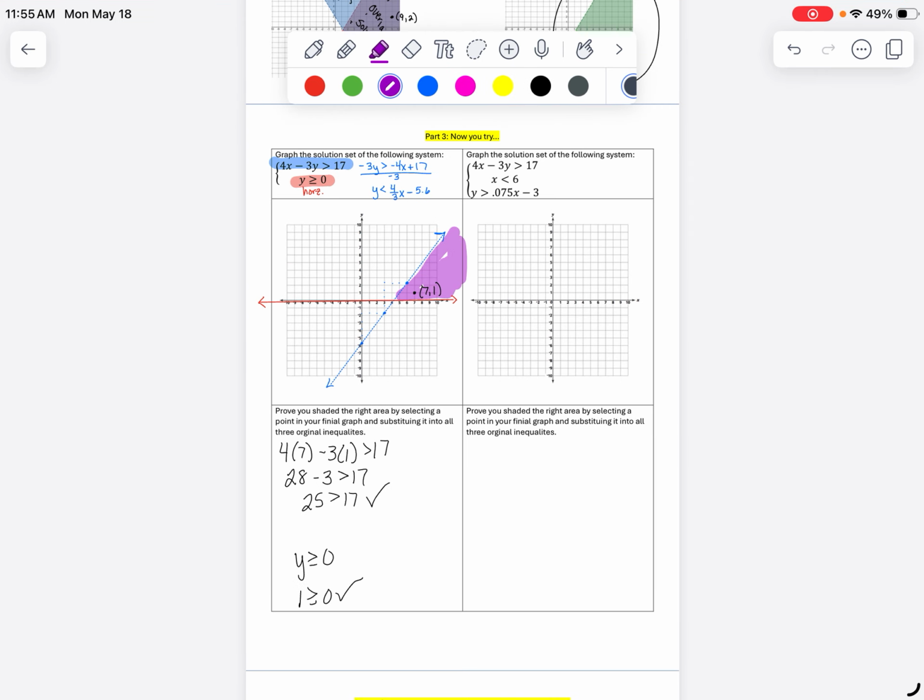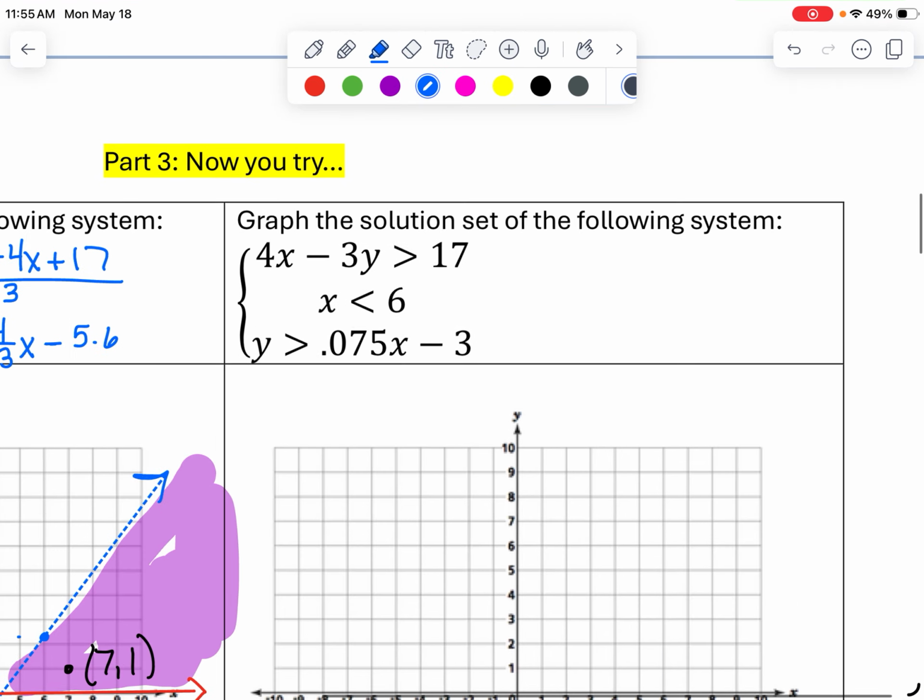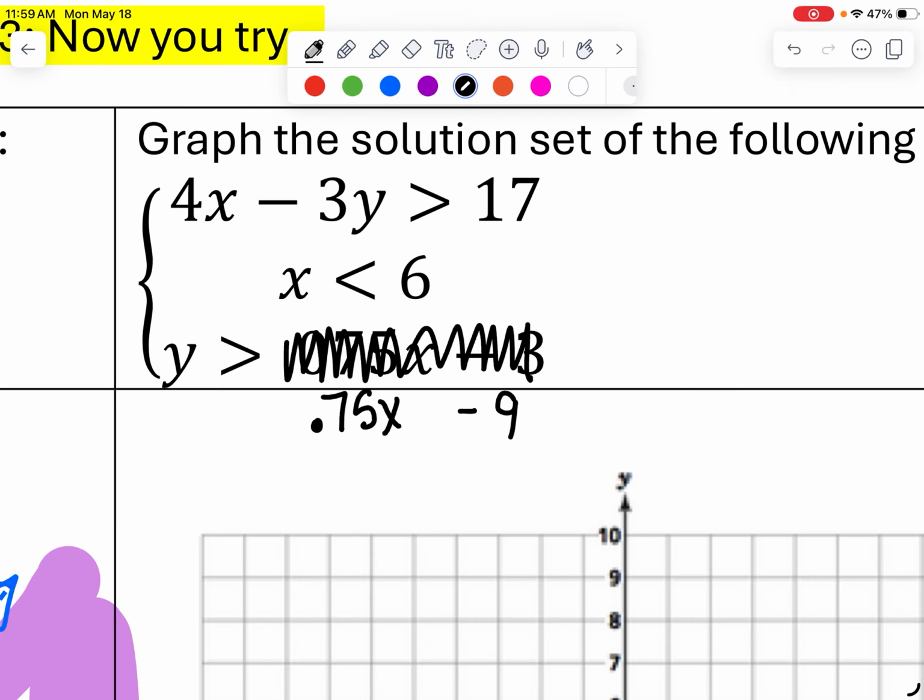All right, let's go do the next one. Be a little more careful. All right, I actually had to redo this problem as well because I had a couple of things wrong, but you should have it right on yours.